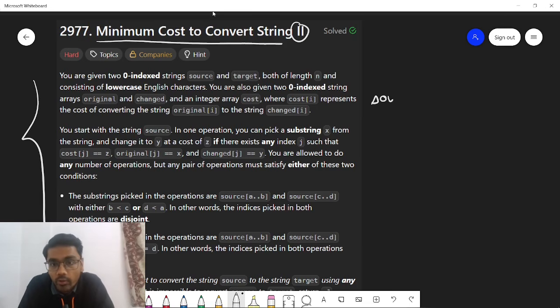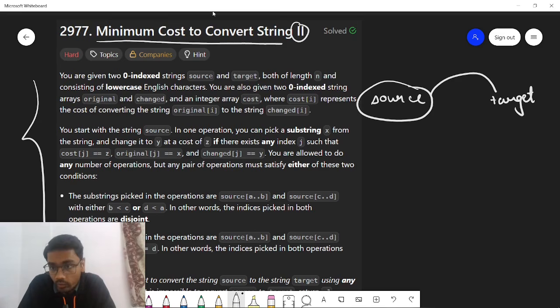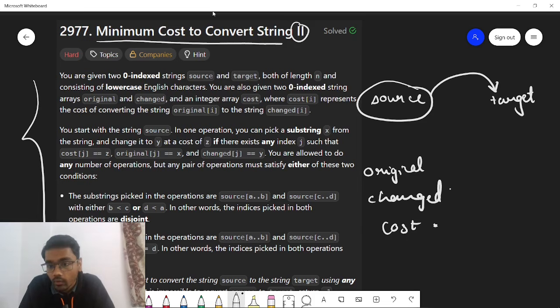The question is saying that you are given a string source and a string target, and you need to convert this source string to this target string with some operations. Now what are the operations and how can you apply them? For the operations you are given one original array, a changed array, and a cost array.